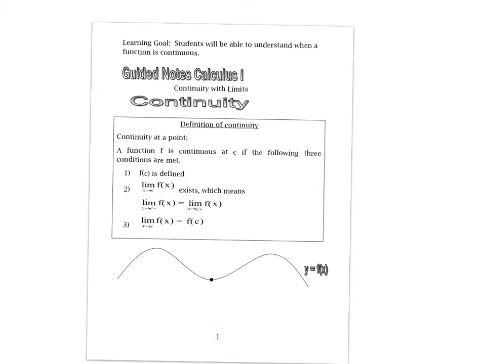All right, let's see. Continuity with limits. Again, the definition of continuity, right? Is it defined? Does the limit exist? And therefore there's a left and the right-hand limit and they're equal to each other. And then lastly, that limit must be equal to f of c, or the function's height at that same value. So let's get into it.